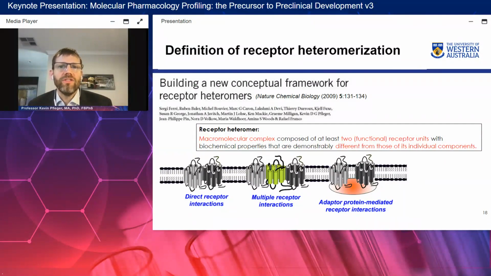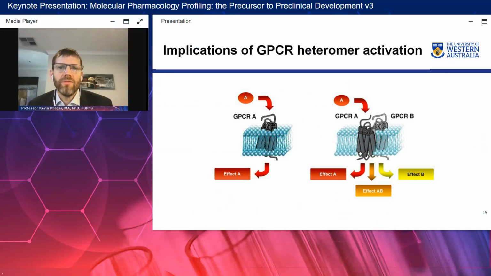Now, the allosteric modulation between those receptor units, which enables it to have distinct pharmacology from its individual components, can occur either directly or via other receptors, if there's more than two receptors in the complex, or indeed through adapter proteins, which can connect the two receptors. So the two receptors themselves don't actually physically touch, but the allosterism is transferred.